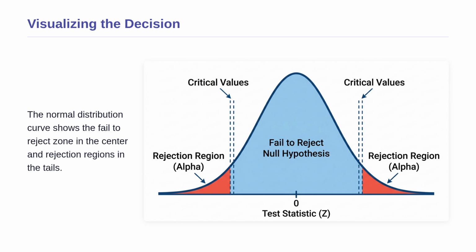When our calculated test statistic lands far out in one of these red-shaded tails, like our z-scores of 2.5 and 2.0 did, it means our result is too extreme to be a mere coincidence. Hypothesis testing is simply about drawing this line in the sand and seeing which side our data falls on.